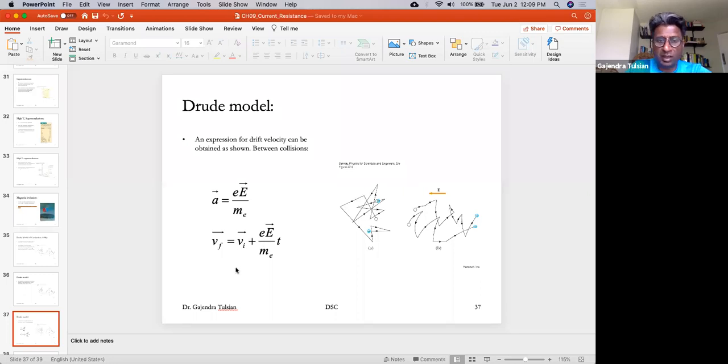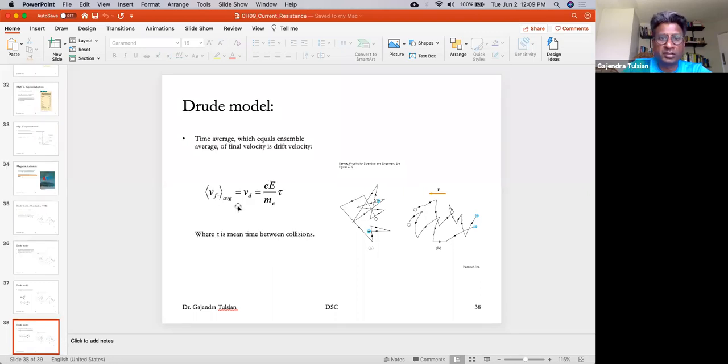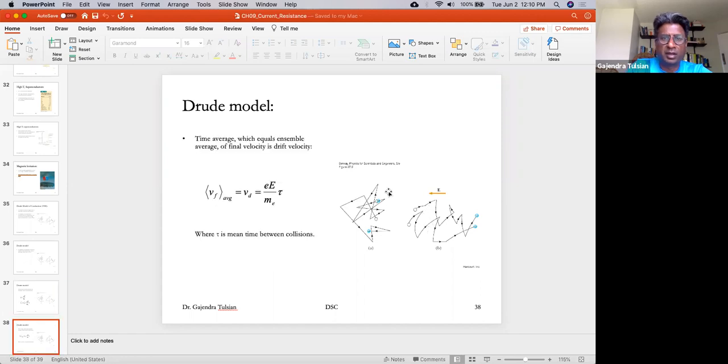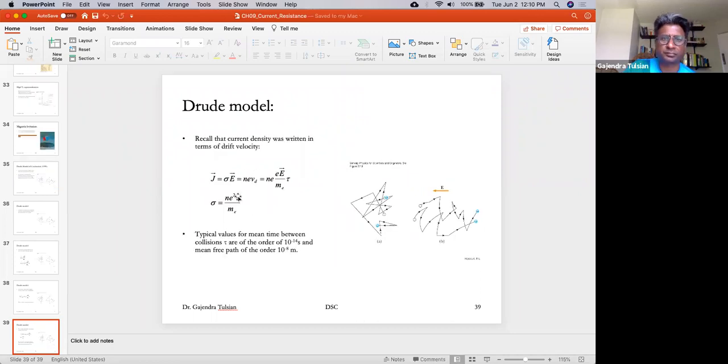So when you take the average final velocity, the average of this is 0, and these are constant terms, and that's equal to the average time between collisions. The average time between collisions is denoted by tau, the mean time between collisions. So the drift velocity is the charge of the electron times the electric field divided by the mass of the electron, times tau. And this works out to about 0.1 millimeters a second.